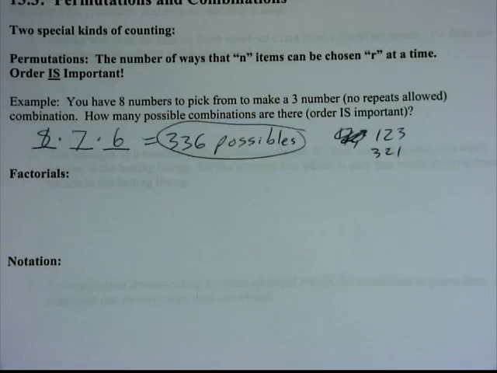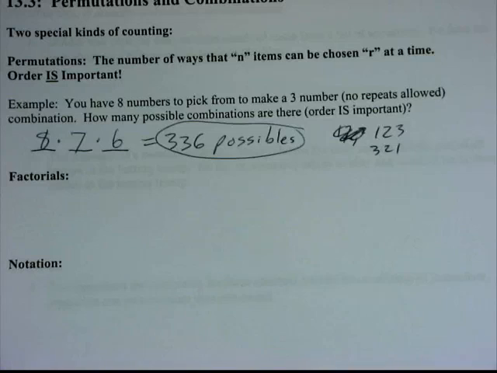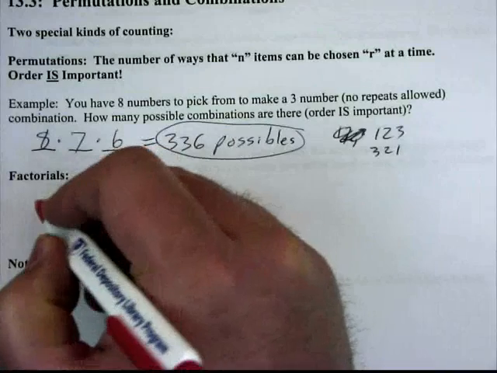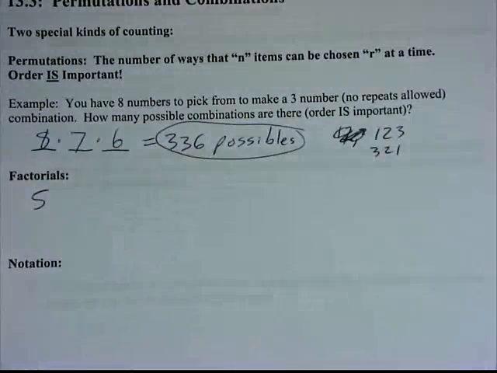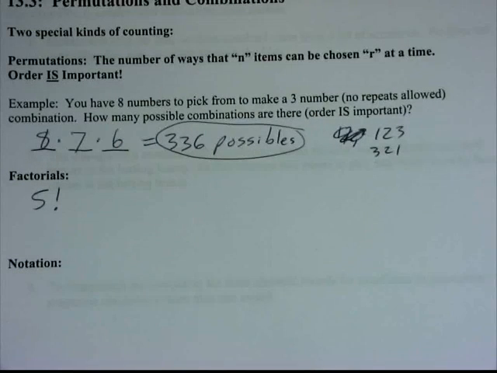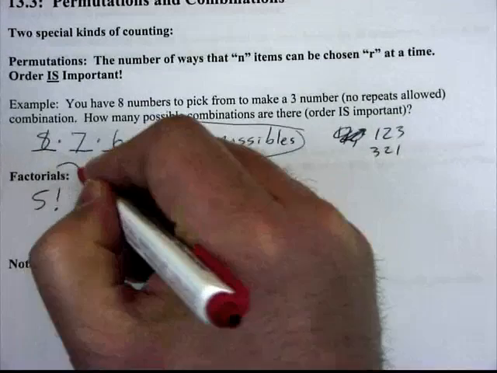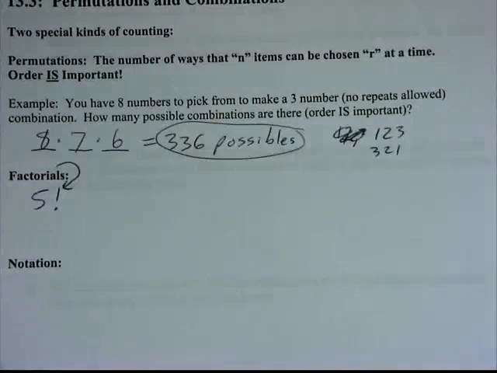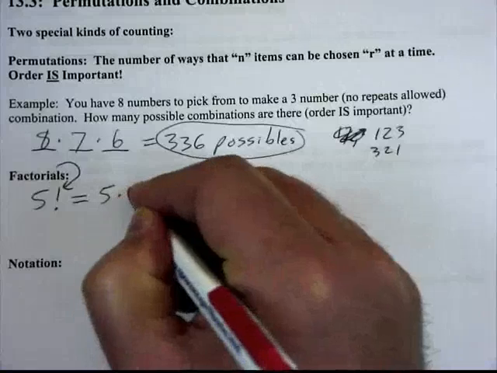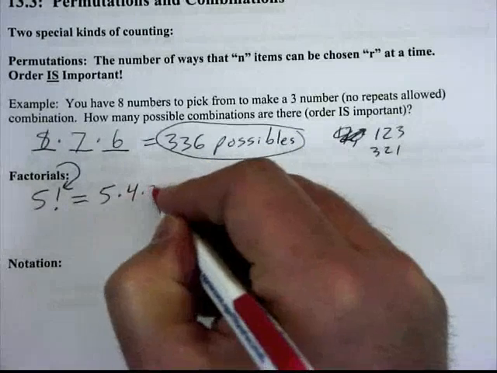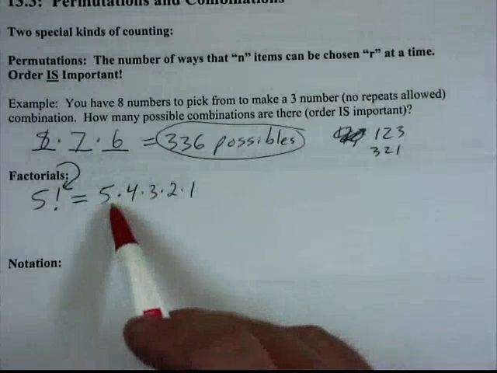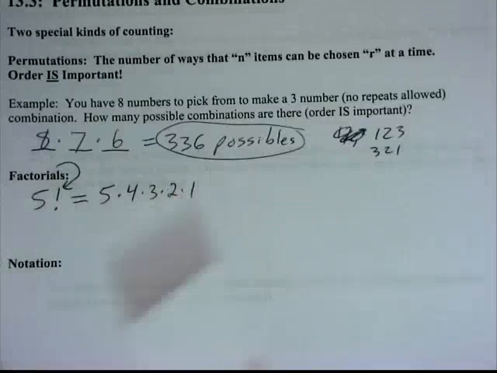Now I need to look at one other thing before I give you the notation for a permutation, and that's the idea of factorials. And here is a factorial. If I have a number like 5, and I put an exclamation behind it, that doesn't mean I'm really excited about number 5. This exclamation point is what we call a factorial. And what it tells us to do is take the number 5 and multiply it by all the whole numbers less than it until you get down to 1. So 5 factorial means 5 times 4 times 3 times 2 times 1.